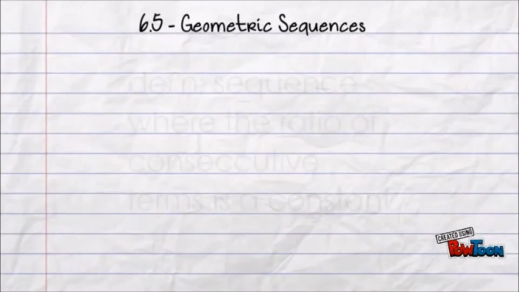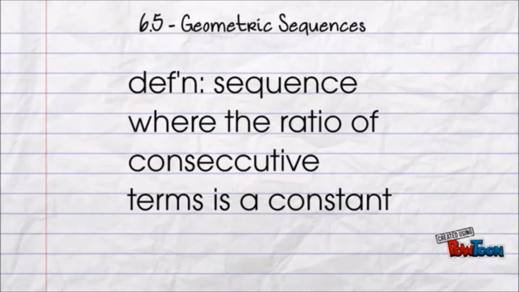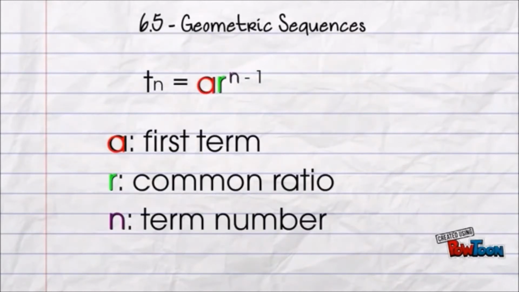6.5 is about geometric sequences, and a geometric sequence is a sequence where the ratio of consecutive terms is a constant. The formula for geometric sequences is Tn equals ar to the power of n minus 1, where a represents the first term, r represents the common ratio, and n represents the term number. The definition for a common ratio is the ratio of any two consecutive terms in a geometric sequence.